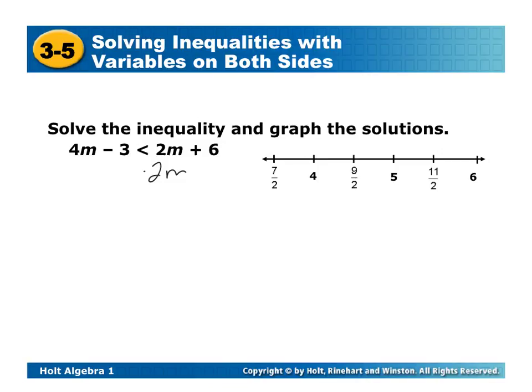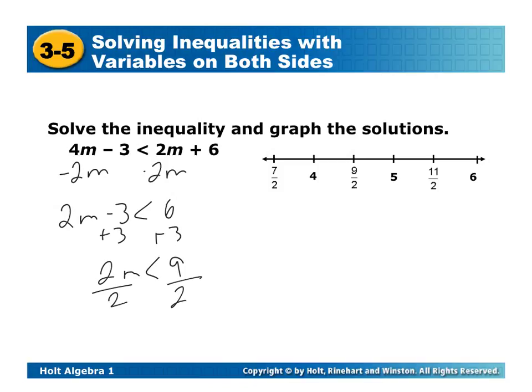Okay, first I'm going to subtract 2m from both sides. So I have 2m minus 3 is less than 6. Then add 3 to both sides. So now 2m is less than 9. Divide by 2. M is less than 9 halves, because I'm going to just leave it as a fraction like that. So here I have an open circle at 9 halves. Our arrow is going to go to the left.